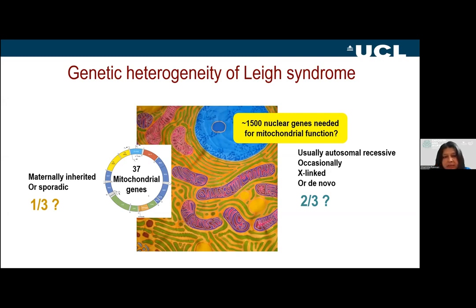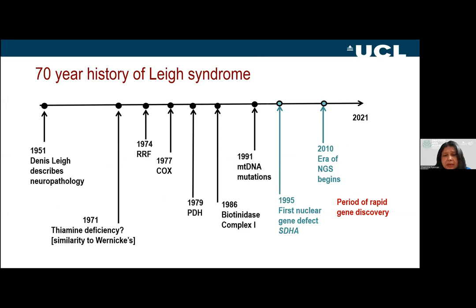And we think about 1/3 of Leigh syndrome is caused by mitochondrial DNA pathogenic variants, and the remaining 2/3 by nuclear gene variants. So if we go back along that 70-year history of Leigh syndrome, the first nuclear gene defect was found in a subunit of complex 2 in the SDHA gene by the Parisian group led by Arnold Munich and Agnes Rotig. And that was interesting because that's the only subunit enzyme of the respiratory chain that doesn't have any mitochondrial encoded subunits.